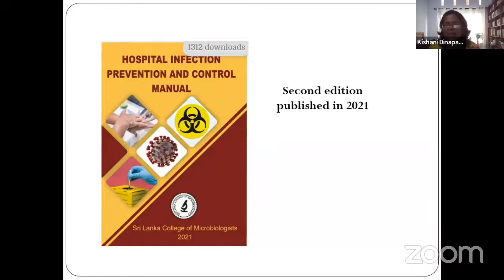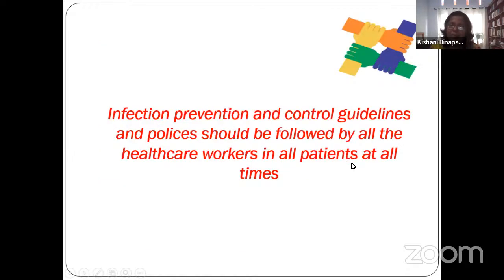So when you have time, go through this manual and familiarize yourself with it and get an idea, because during this one year, or maybe even after, this knowledge will be very helpful for you all as medical officers. When you work in a place, there are certain practical situations that will appear, and some of them will have a very direct impact on patient care. So infection prevention control guidelines and policies should be followed by all the healthcare workers in all hospitals at all the time.